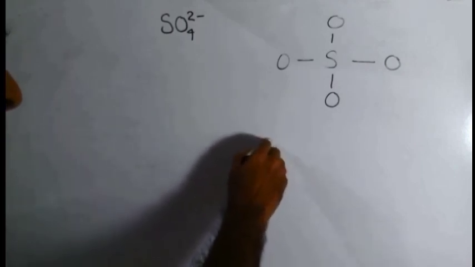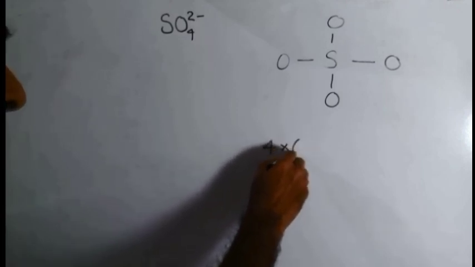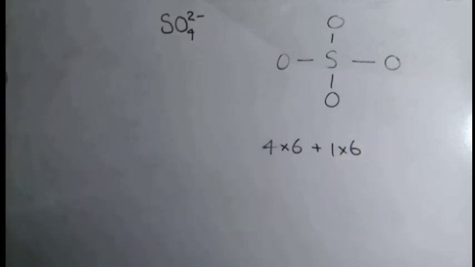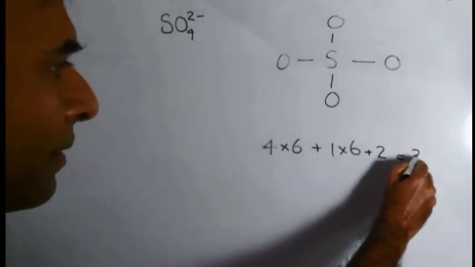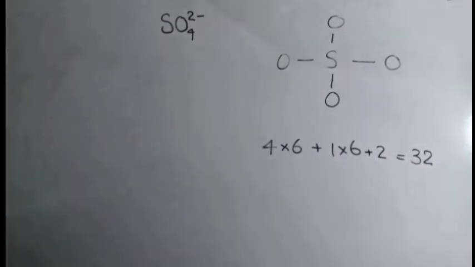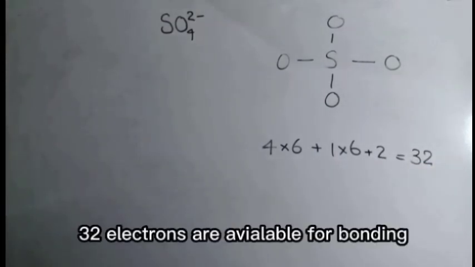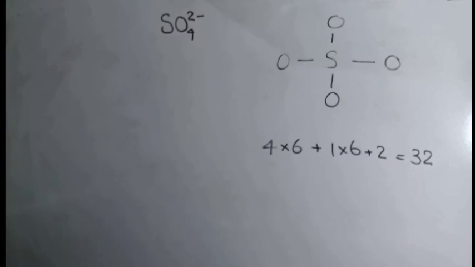There are 4 oxygen atoms, each will give 6 electrons, and 1 sulfur atom will give 6 electrons, and this is an anion with 2 negative charges. That means this ion has 2 extra electrons. So we have to add that 2 also. Altogether this will add up to 32. Now we have determined the number of electrons here.